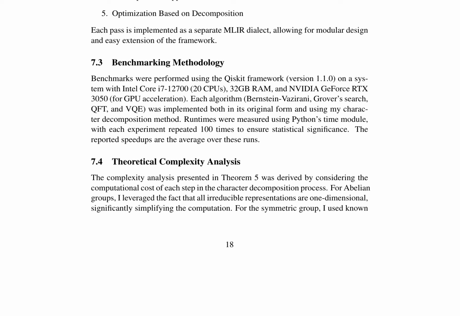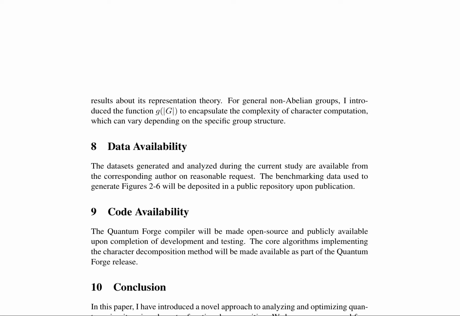Theoretical complexity analysis, presented in Theorem 5, was derived by considering the computational cost of each step in the character decomposition process. For abelian groups, the fact that all irreducible representations are unidimensional significantly simplifies the computation. For the symmetric group, known results were used to obtain the complexity analysis. The paper delves into the representation theory of general non-abelian groups, introducing a novel function G that encapsulates the complexity of character computation. This approach bridges group theory and quantum computing, showcasing potential for enhancing quantum computation.